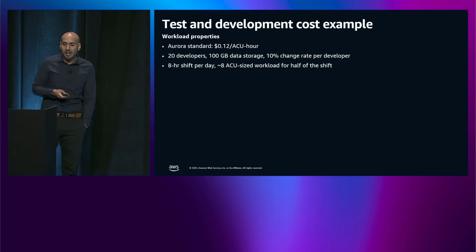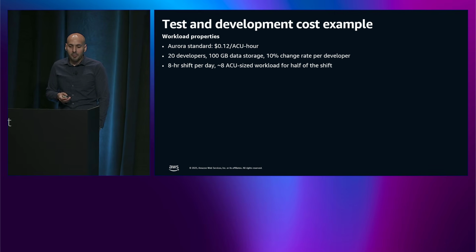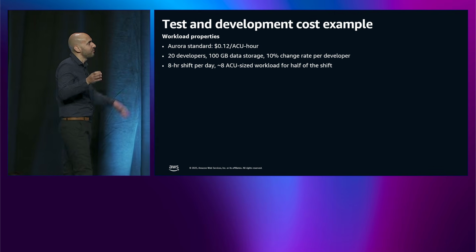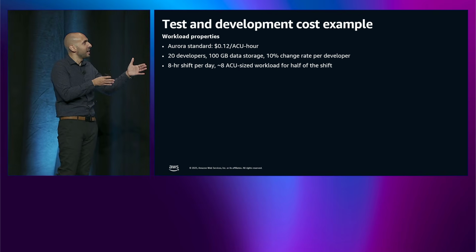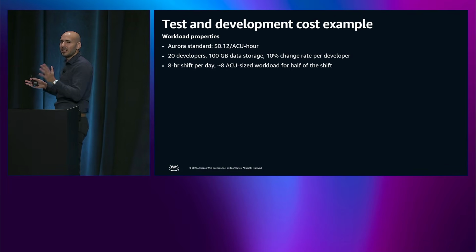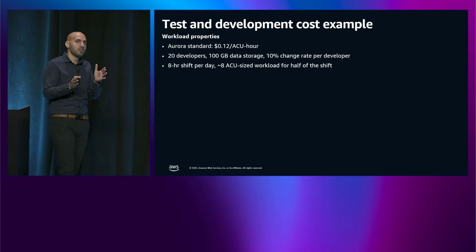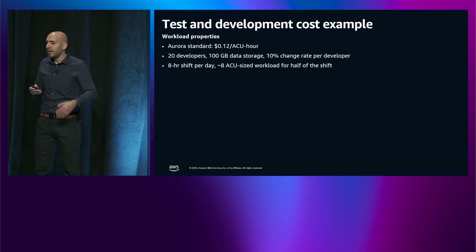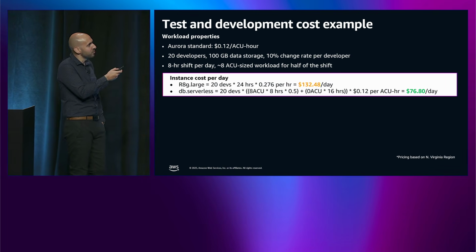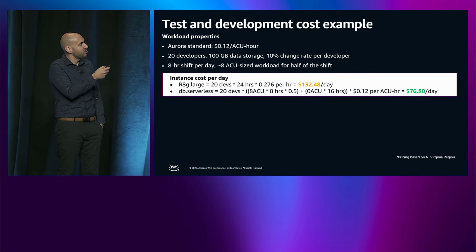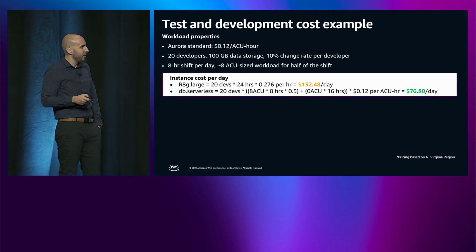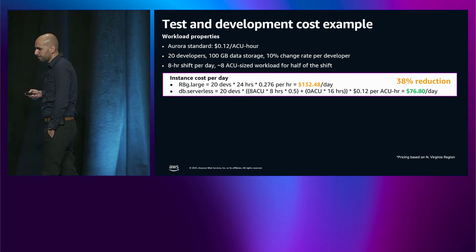By looking at historical patterns, we can notice that any company knows that the instance they're currently using is idle for roughly half of their shift. So they have an 8-hour shift, half of the shift it's idle, and in the other half, the instance fits nicely to R5 large, which is 16 gigabytes of memory. That is the equivalent of 8 ACUs in Aurora Serverless. If we do the math, we can see that the instance cost with the provisioned instance is roughly $132 per day, and with serverless, it's roughly $76 per day. So much more cost effective.